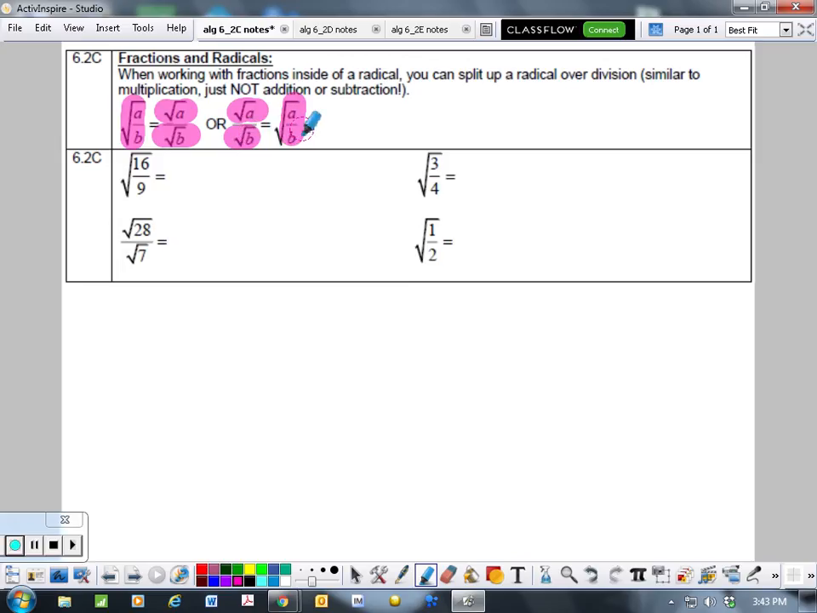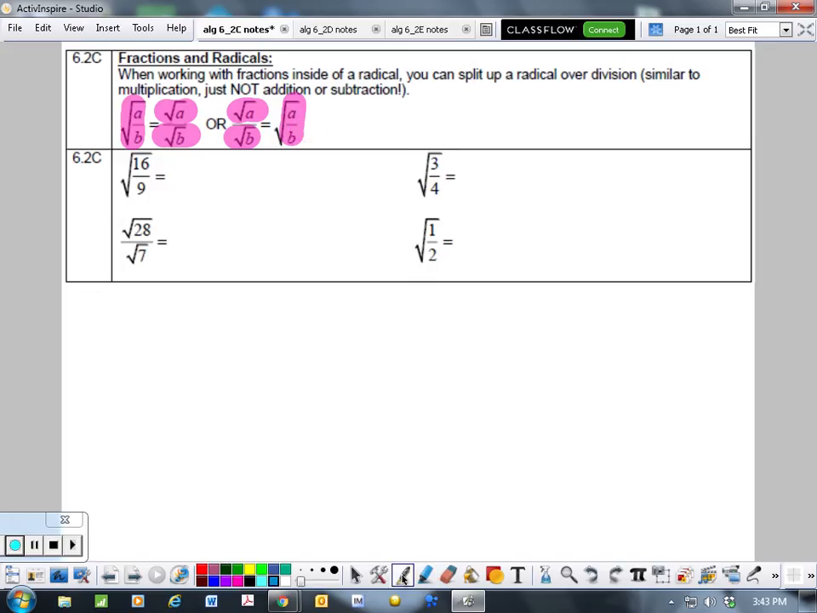Now again, I have to reiterate that this works for multiplication and division. It does not work for addition and subtraction. Addition and subtraction always have different rules than multiplication and division. So it is really important that we do not try this over addition or subtraction.